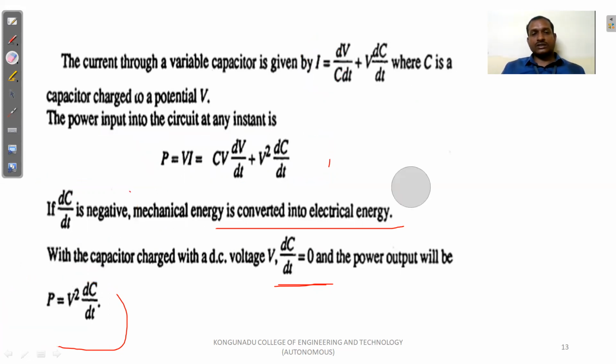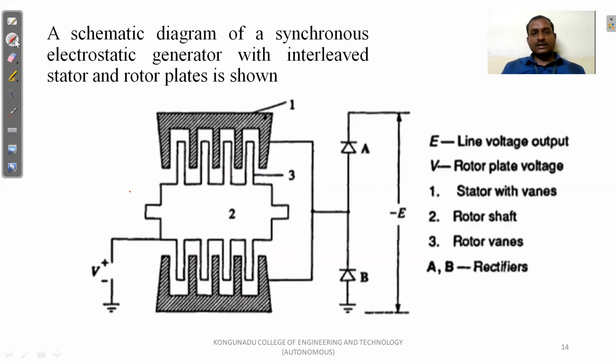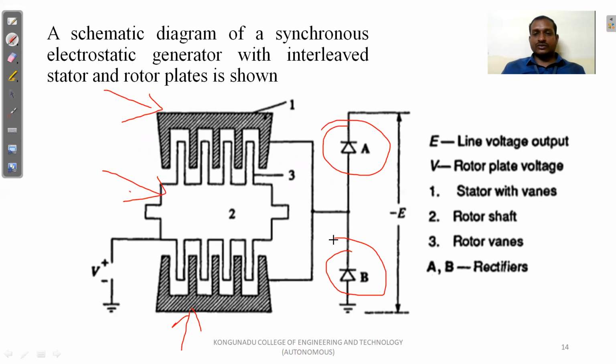Next we are going to discuss the working principle of electrostatic machines. This is the construction diagram. It has interleaved stator and rotor vanes. Here this is the stator, the stator with vanes. This is the rotor with interleaved rotor vanes. A and B are the rectifiers.